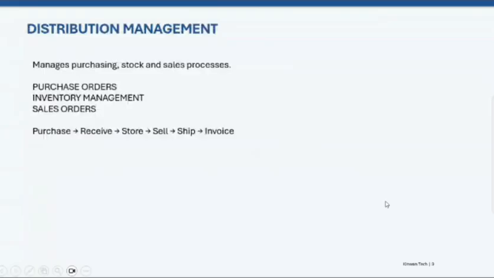So let us continue and get to the distribution management module or area. This manages purchasing, stock, and sale processes. This is where you usually get the purchase orders, inventory management module, and sales order. We can get a simple workflow of this. This is where we make a purchase of a stock item or non-stock item. We receive the purchase of this item, assuming they are stock items. We store them in our warehouses, then sell. When we sell, we must create a shipment so that we can ship this item to the customer and then generate an invoice. Simple like that. So this is the whole analogy of the distribution module.